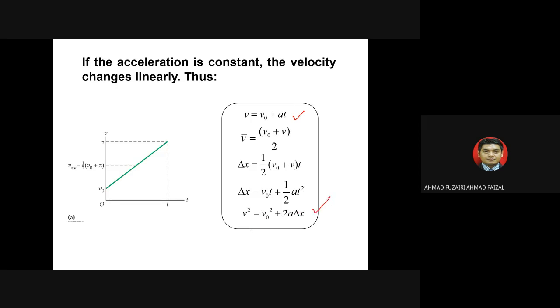This one is good, same like v squared equals u squared plus 2as. Look at here, they replace s as delta x. What is delta x? Delta x is x_f minus x_i. The delta means the difference in x, or change in x, change in position, change in displacement. So that's why they use the delta.